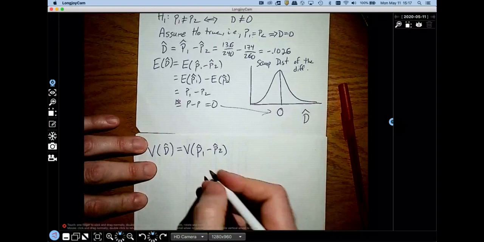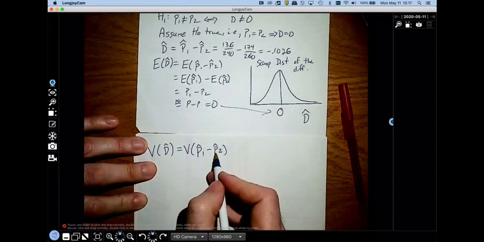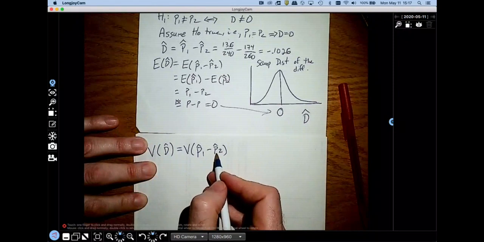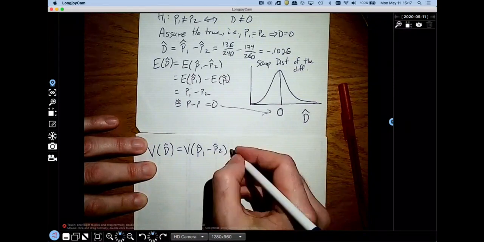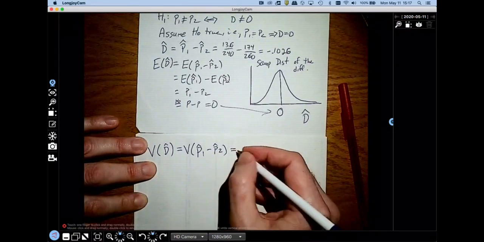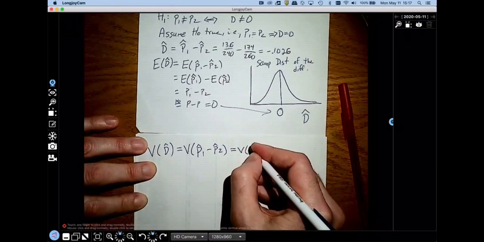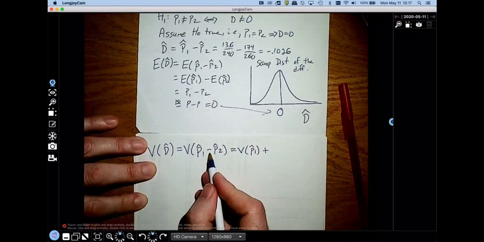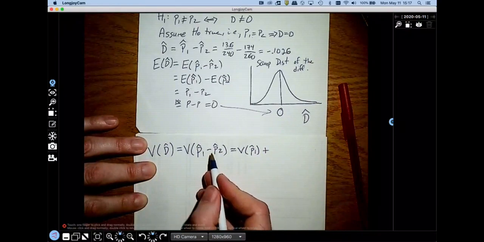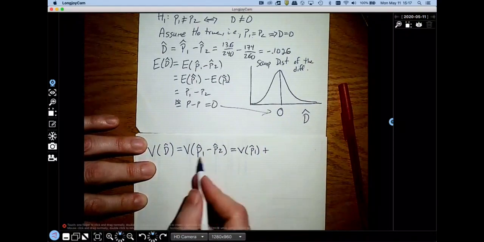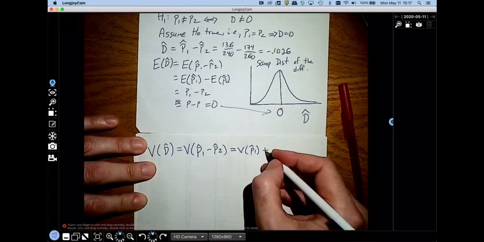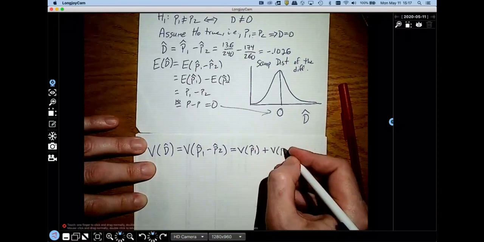And I have two independent samples, and so p hat 1 is independent of p hat 2. This is going to be equal to the variance of p hat 1. Now, this minus sign, think of this as a coefficient of -1 that gets squared when you bring it out of the variance operator. So it's -1 squared. So this becomes plus the variance of p hat 2.